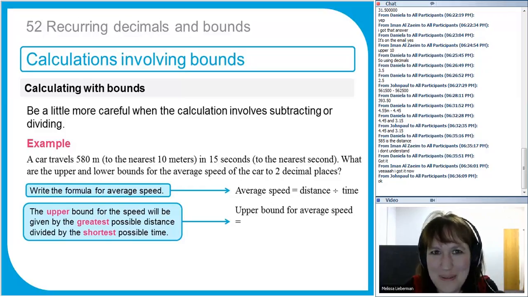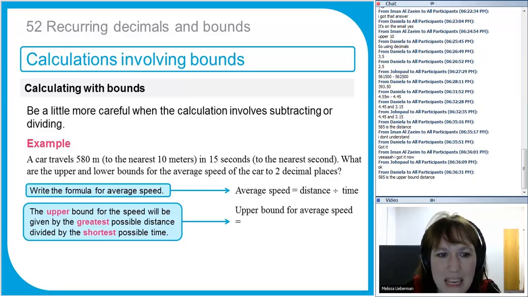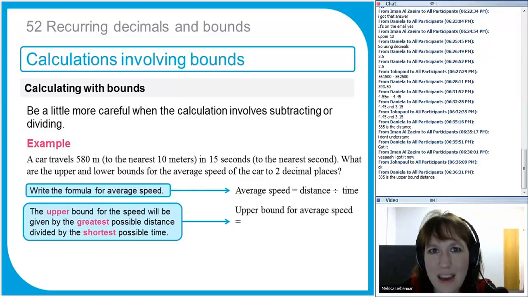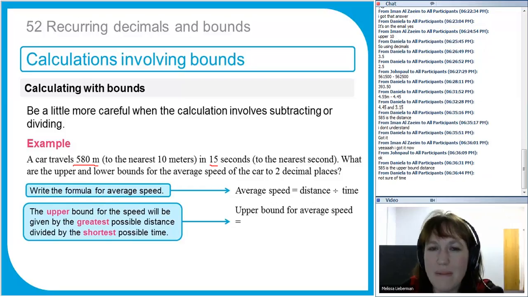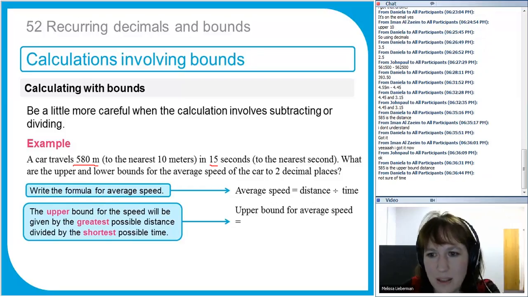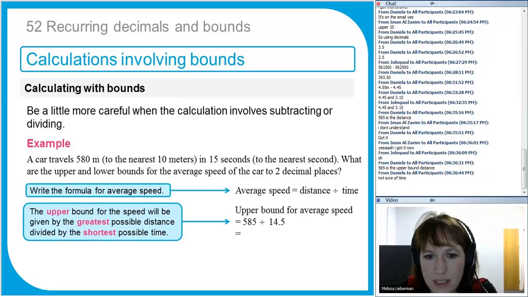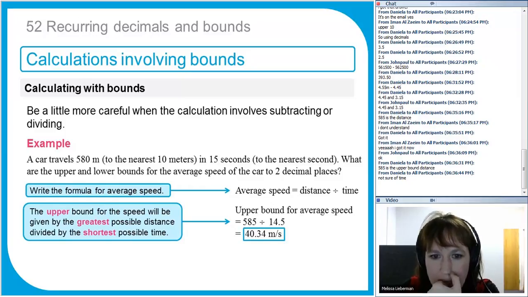So once we've got that, we need the upper bound for the average speed. What we need is the greatest possible distance. The biggest possible distance will be the upper bound for this value, 585, divided by the lower bound for this value, 15 seconds to the nearest second. So we go half a unit below, so 14.5, and we divide those. So if we put those values in, 585, which is the upper bound for the distance, divided by 14.5, which is the lower bound for the time, we get 40.34 meters per second. So that's the fastest that this car could possibly be traveling.